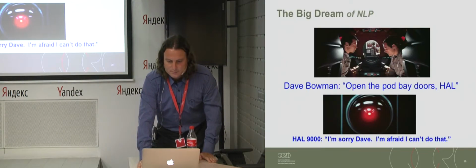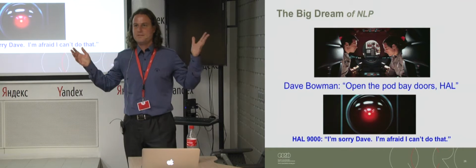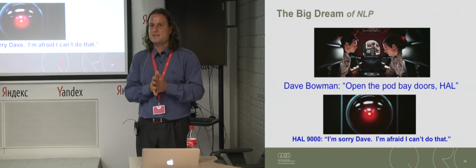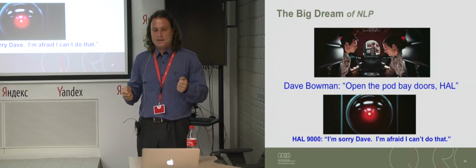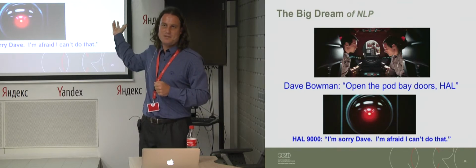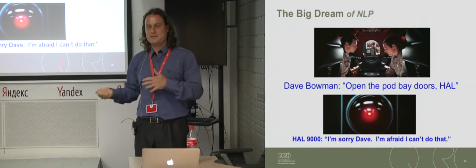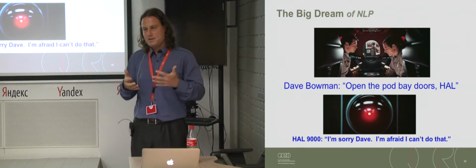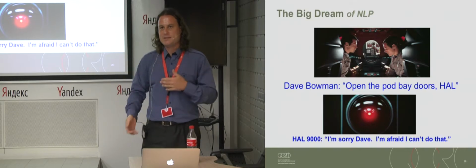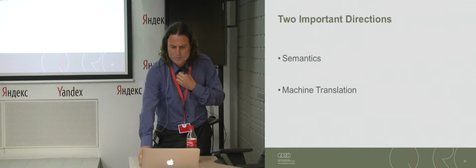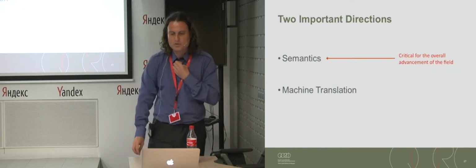Just to conclude the talk, I want to give you some future directions. The big dream of natural language processing is to make computers capable of understanding human language, right? So you talk to them, just like in science fiction, 2001: A Space Odyssey. You talk to the computers, they understand, they talk back to you, and maybe also translate. But you want them to get to the meaning of the text, right? That's the big dream.